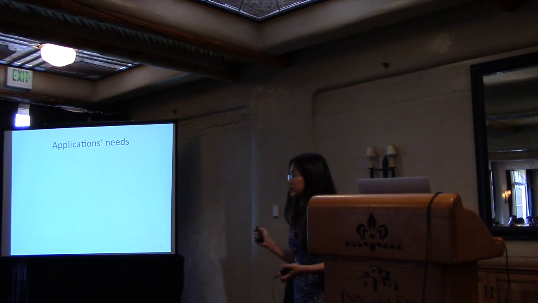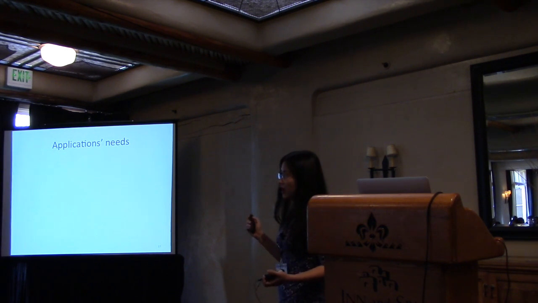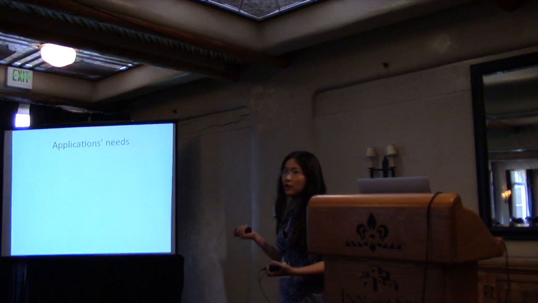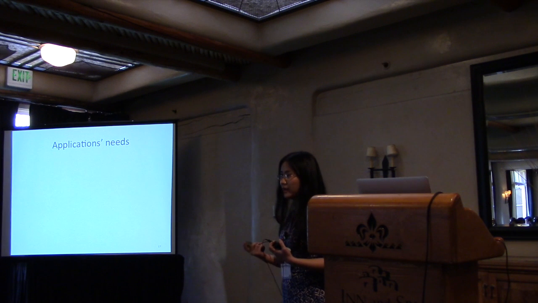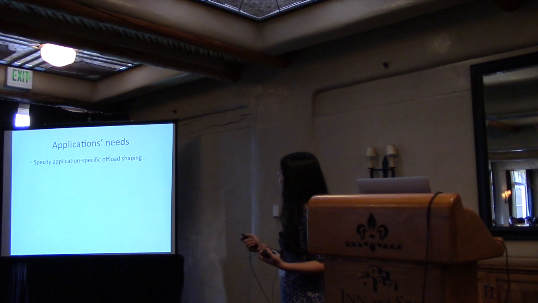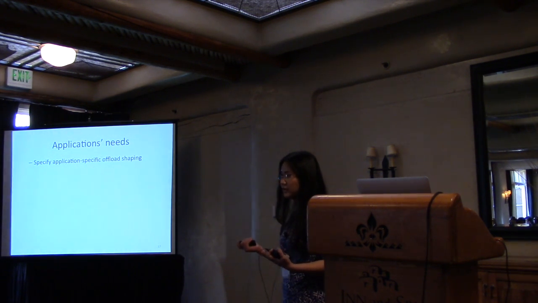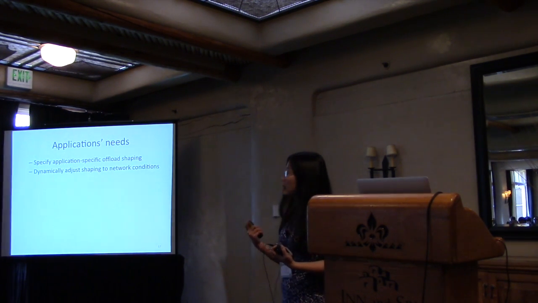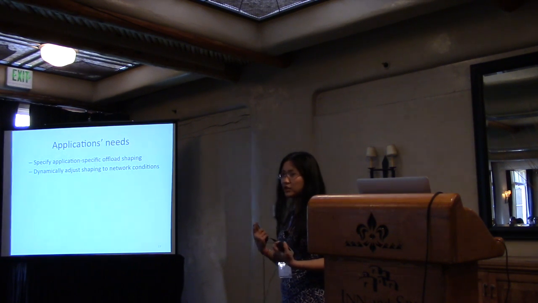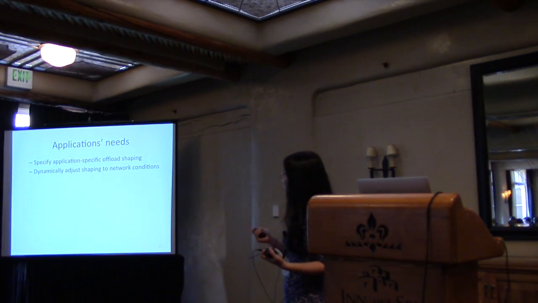So now we've seen 3 examples that offload shaping actually helps us save resources while sacrificing a little bit of accuracy. If I'm an application developer and I really want to use offload shaping, what exactly would I want? First, I want a way to specify an offload shaping method specific to my application, because my application may have special needs. And when network conditions change, my optimum shaping strategy may change too. So I may also need a way to dynamically adjust my shaping method to network conditions.